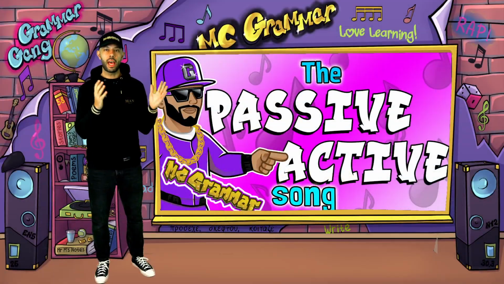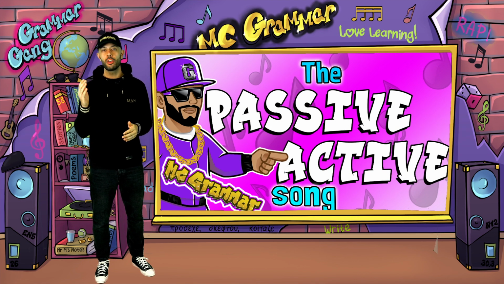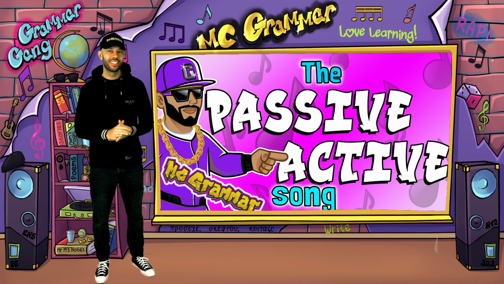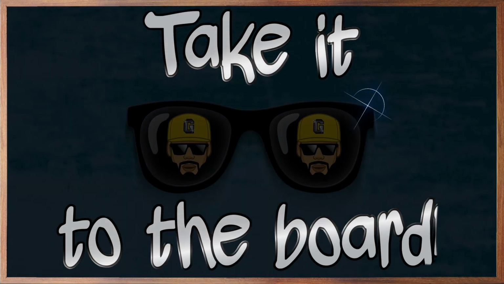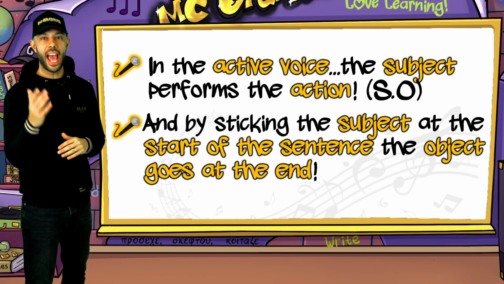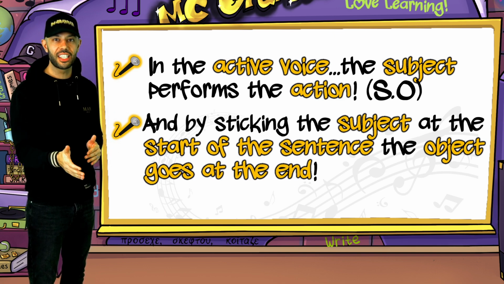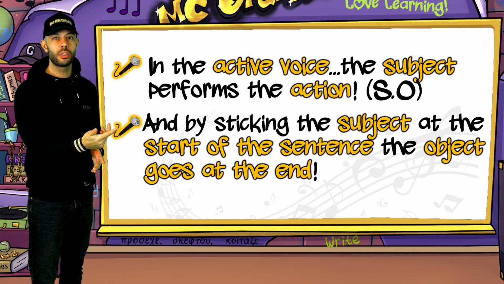So what does passive and active mean? Well, we're going to break it down by using the song lyrics. So let's get stuck in and take it to the board. The song kicks off with, in the active voice, there's only one choice. The subject performs the action. And by sticking the subject at the start of the sentence, the object goes at the end.